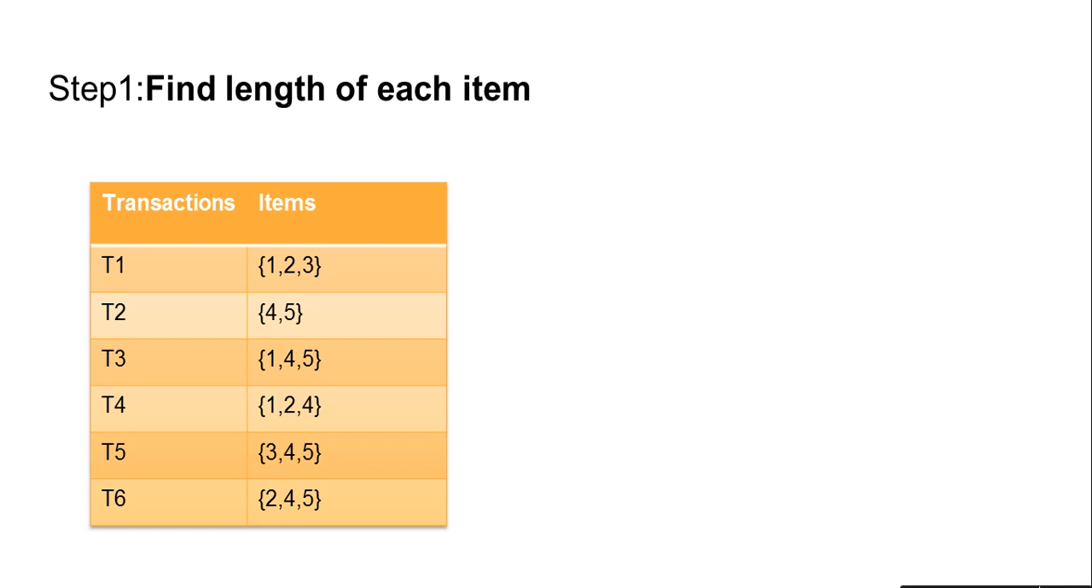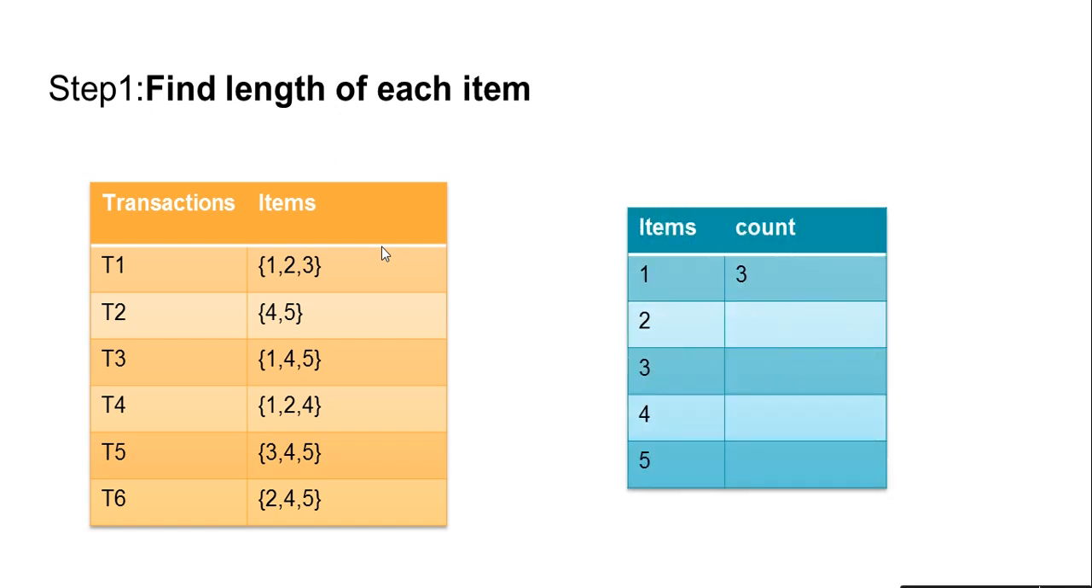For the first step, you will try to find out the count of every item. Now let me tell you, even though there are 6 transactions, if you can see, there are only 5 items which have been brought in randomly. So we have to find out how many times each item has been brought. So here we will make a table called item and count.